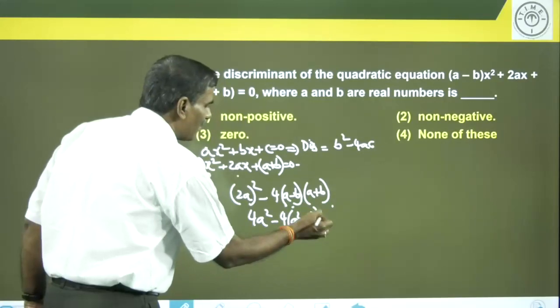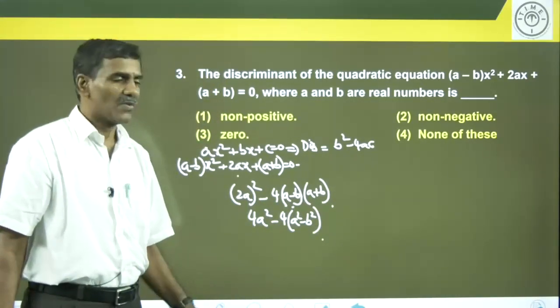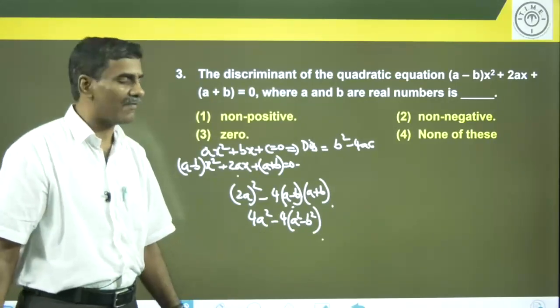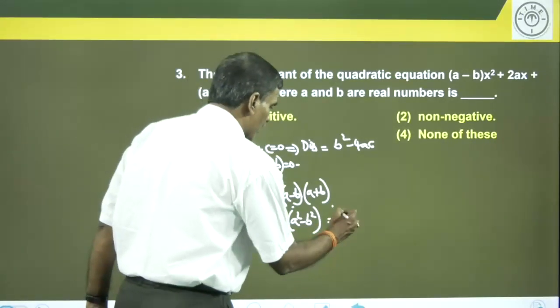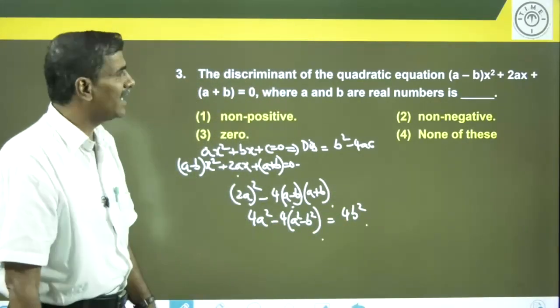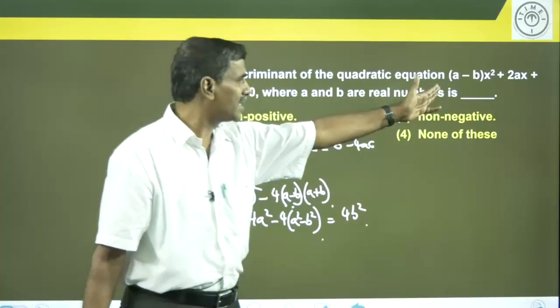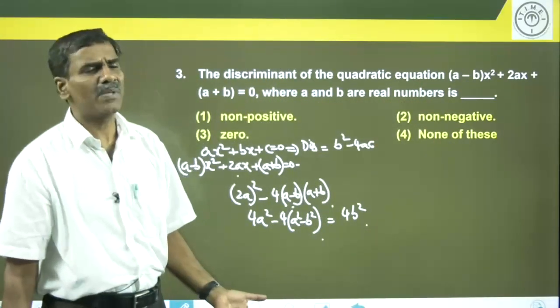So now what can we say further? 4a square minus 4a square cancels. Minus into minus is plus, so we are left with 4b square. Now if you observe carefully, b can be 0, no problem. Because if b is 0, we will still have ax square. A cannot be 0 in that case.